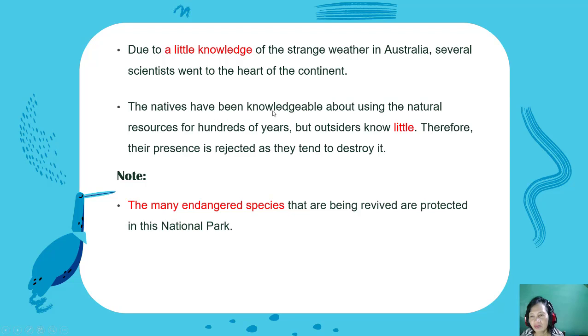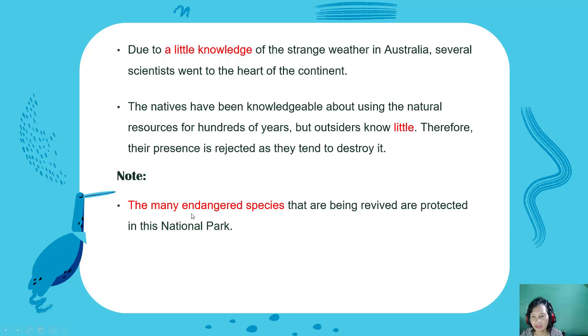The natives have been knowledgeable about using the natural resources for hundreds of years, but outsiders know little. Therefore, their presence is rejected as they tend to destroy it. So I just want to show you that little here is a pronoun and this is an adjective. So little here refers to the knowledge about using the natural resources. So when you have determiners as pronouns, it always refers to the noun in the previous sentence.